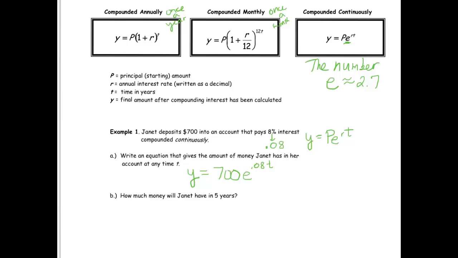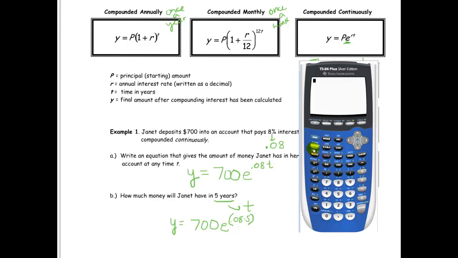We want to figure out, for B, how much money will Janet have in 5 years? Well, that's our time. Notice t stands for time in years. Perfect. We have 5 years here. We're going to plug that in for t. So y equals 700 times e to the 0.08 times 5. And that's all in that exponent right there. So I'm going to type that in my calculator right now.